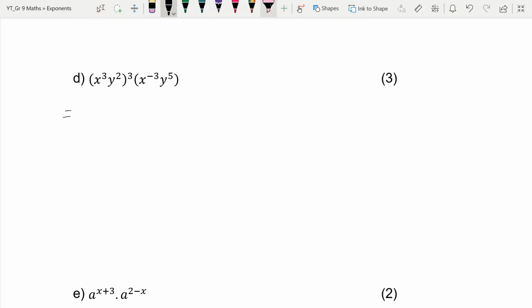Let's just simplify the first bracket first, because that one is to the power of 3. So we need to just simplify that first bracket. And that would be x to the power of 9, not 6. We're not adding them, we are multiplying, and y to the power of 6.